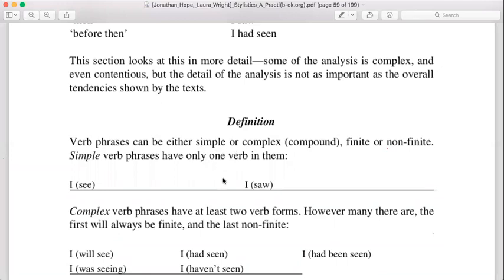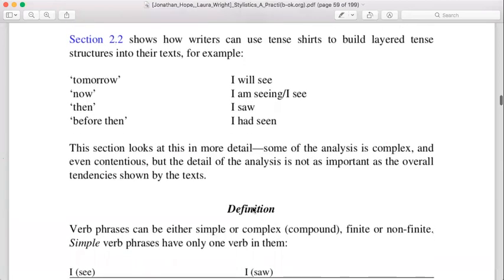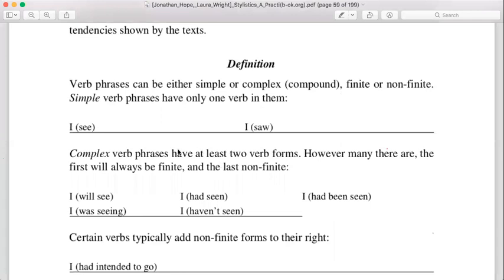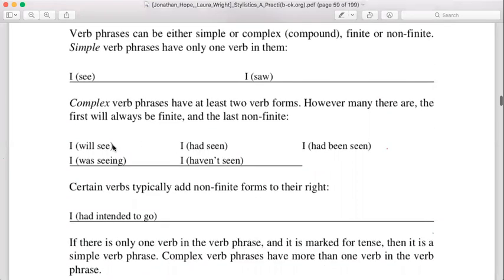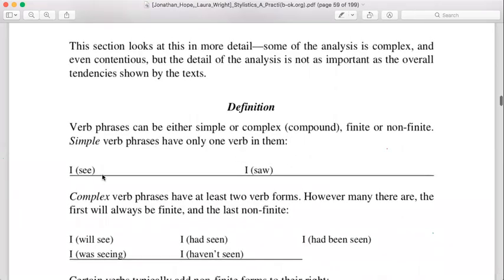Simple verb phrases have only one verb, like "I see," "I saw," right? But these complex verb phrases have two verb forms. However, many times, the first will always be finite and the last one non-finite. For instance, "I will see," "was seeing," "had seen." Right now we are only dealing with the complex one in the form of the auxiliary that comes in between. Okay, "I have not seen," "I had been seen." This is a complex verb phrase, whereas the simpler ones are with the main verb only. Okay, "I see," "I saw," "I have seen" becomes a complex one.